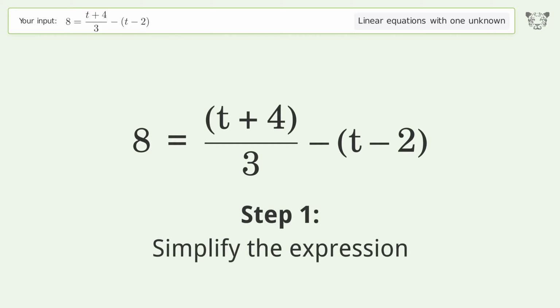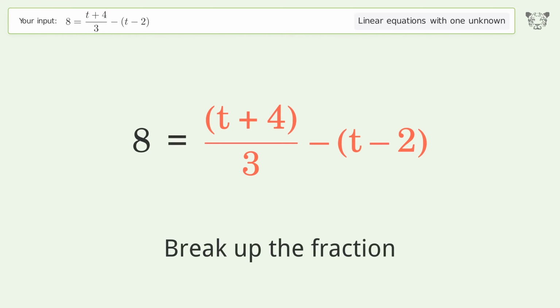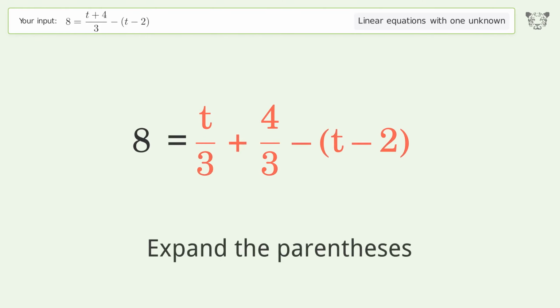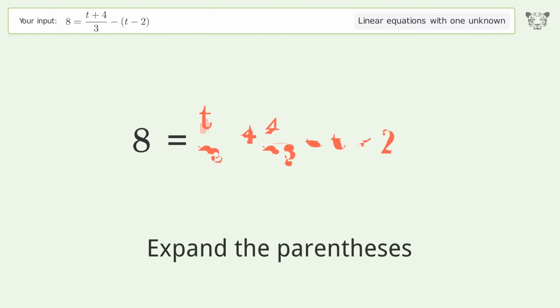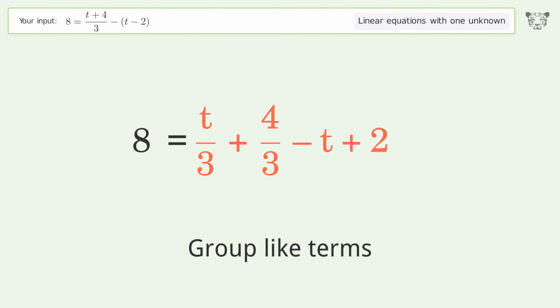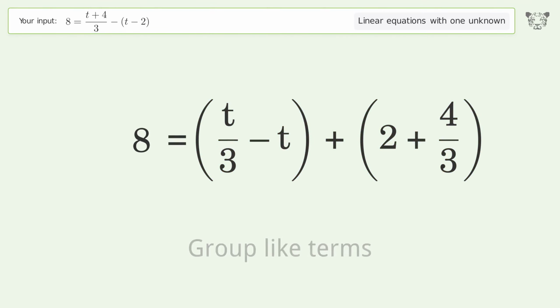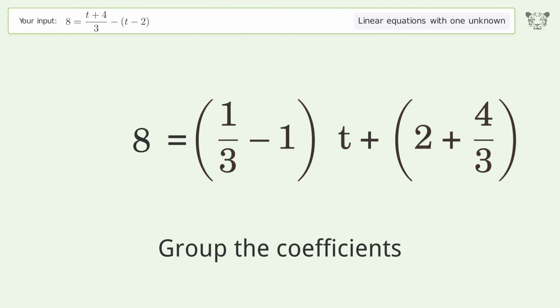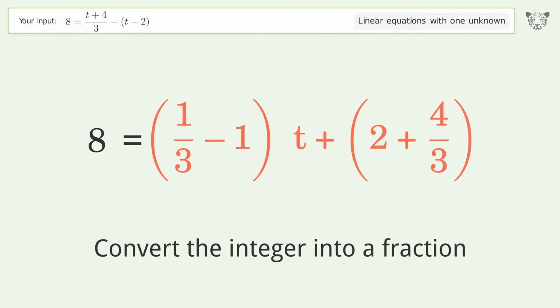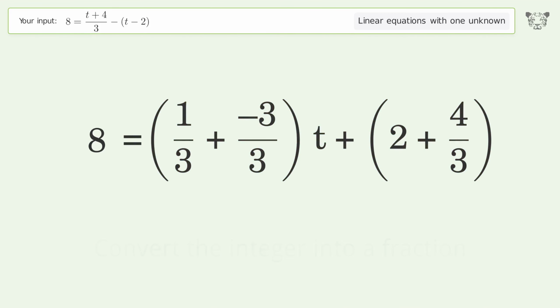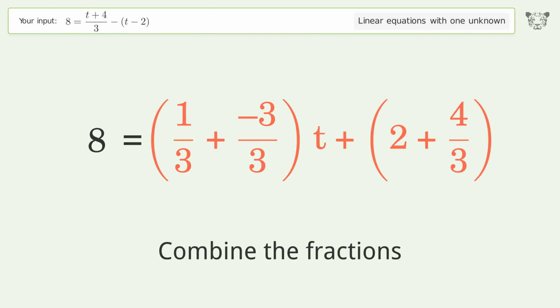Simplify the expression. Break up the fraction. Expand the parentheses. Group like terms. Group the coefficients. Convert the integer into a fraction. Combine the fractions.